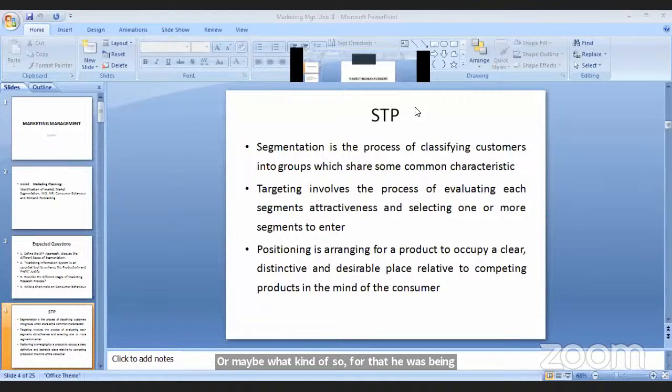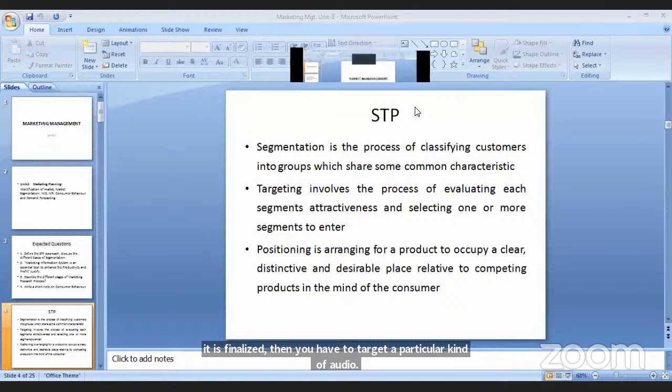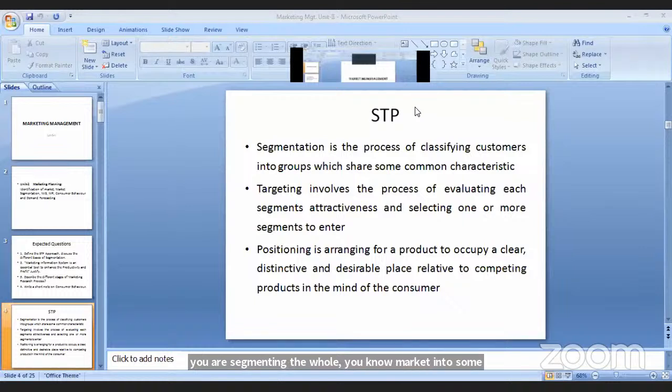So एक बार ये finalize हो जाए कि आप क्या बेचना चाहते हो, मतलब what kind of product you want to sell to the market. Once it is finalized, then you have to target a particular kind of audience. So उसमें क्या होता है ना, आप segment कर लेते हो. You are segmenting the whole market into some niche homogeneous parts. Niche मतलब छोटा, homogeneous मतलब similar group होना चाहिए. Fine. So you are identifying people of similar needs, similar groups, and then it will be sold. This is what is called segmentation.